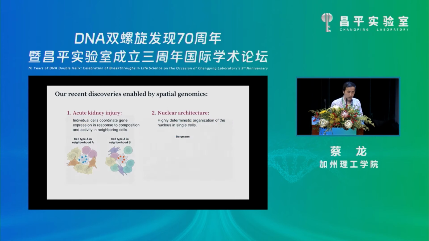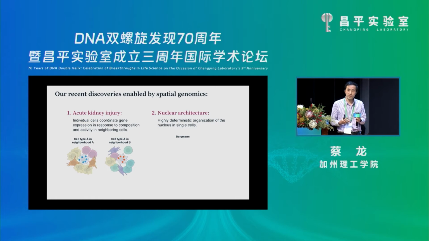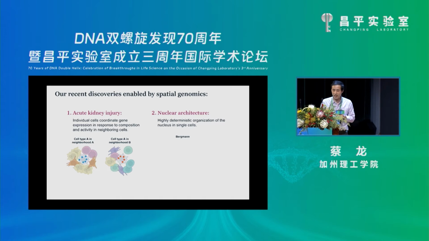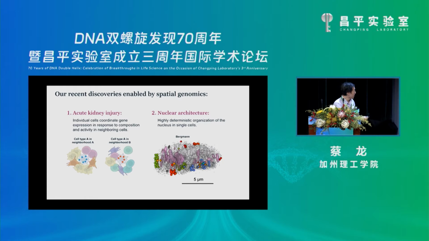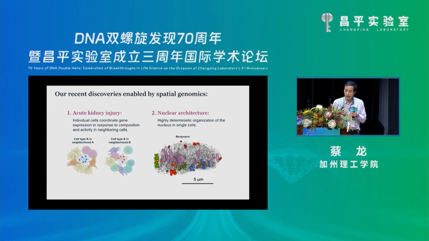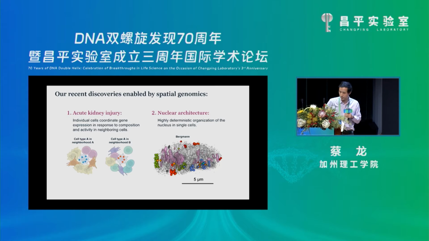So I hope in the next 10 minutes or so, I can show you 2 examples where we can extract new insights based on the spatial data beyond this atlasing effort. One of them is looking at kidney injury and cell interactions, and the other one is zooming into individual cells and looking at nuclear structure organization.